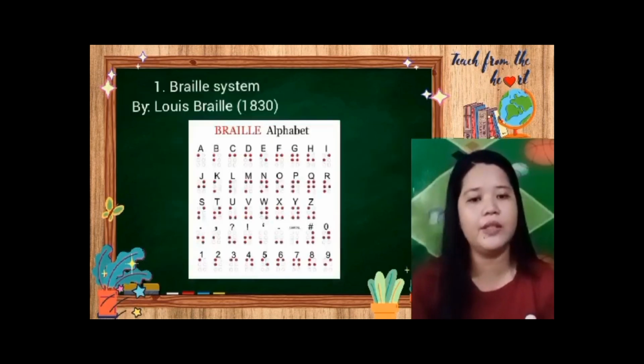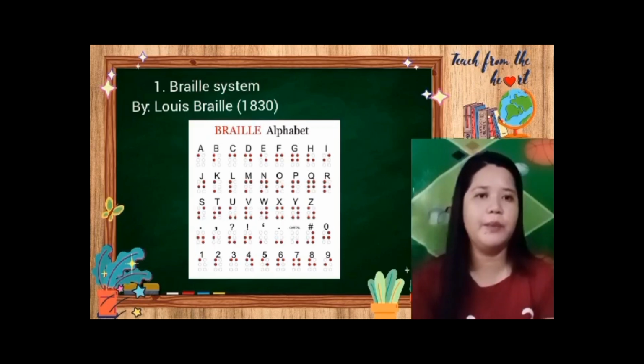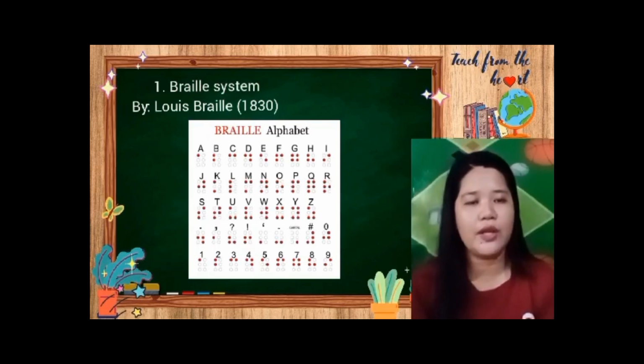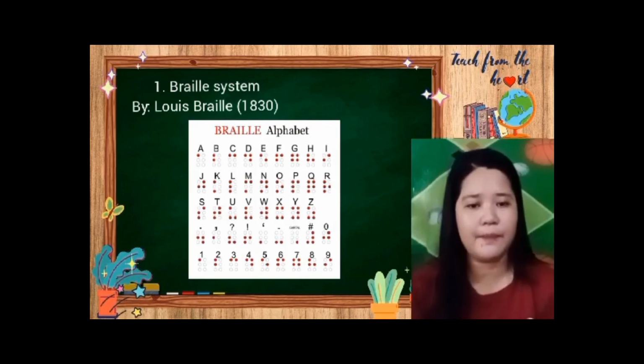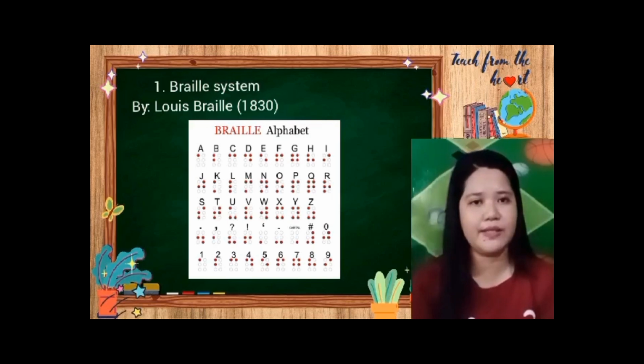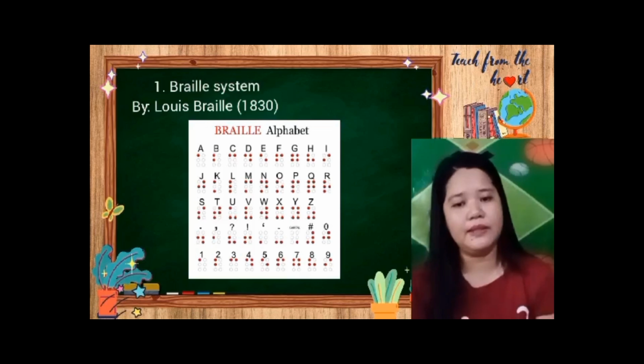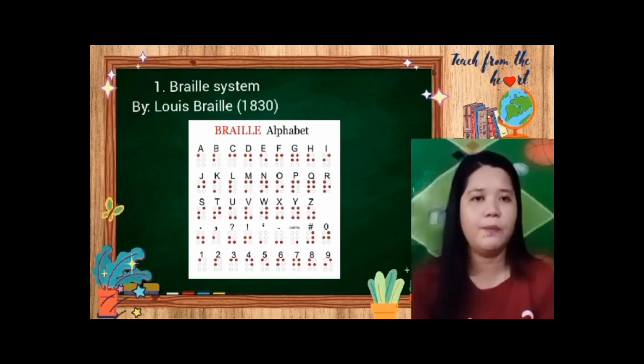So we have here some examples of tools and technological devices for blind students and those who are low vision to help them overcome barriers and also achieve their academic success. So the first technological device is the Braille system. It is the primary means of literacy for blind individuals, with specific combinations of six dots representing letters, numbers, and also words.